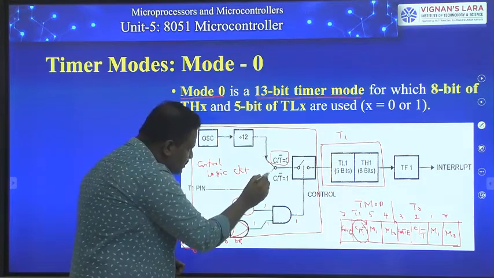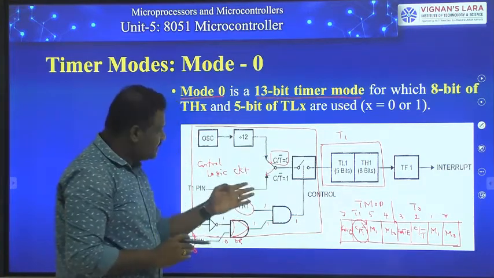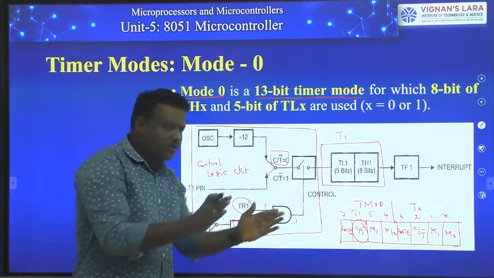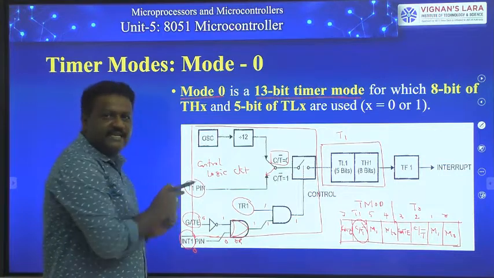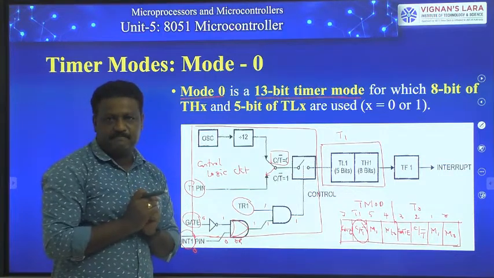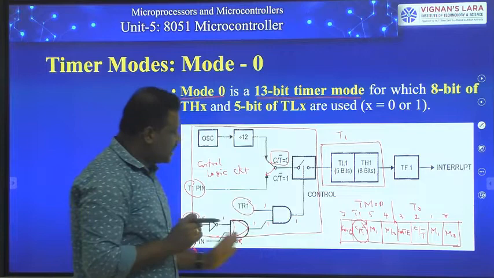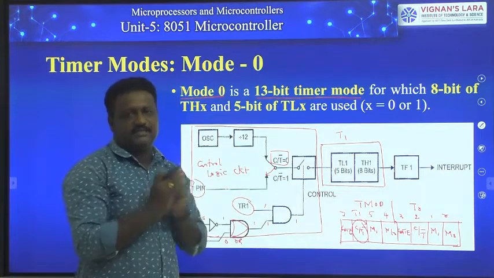The time your switch is connected to this, then your T1 stage will get the clock signals from the external world through the pin T1. Again it is port 3 signals. Right. So this is the control logic circuitry we have already discussed.